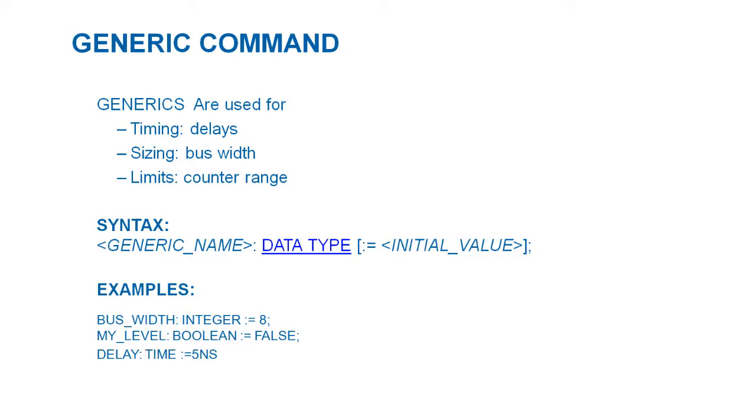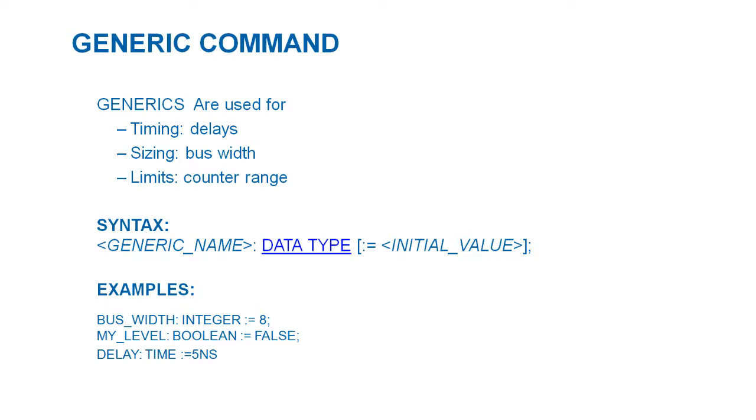So here is the syntax for generics. You give it a name, you give it a data type, and you give it a default value. So here are some examples. Bus width is an integer of value 8. My level is a Boolean data type that has a default value false.